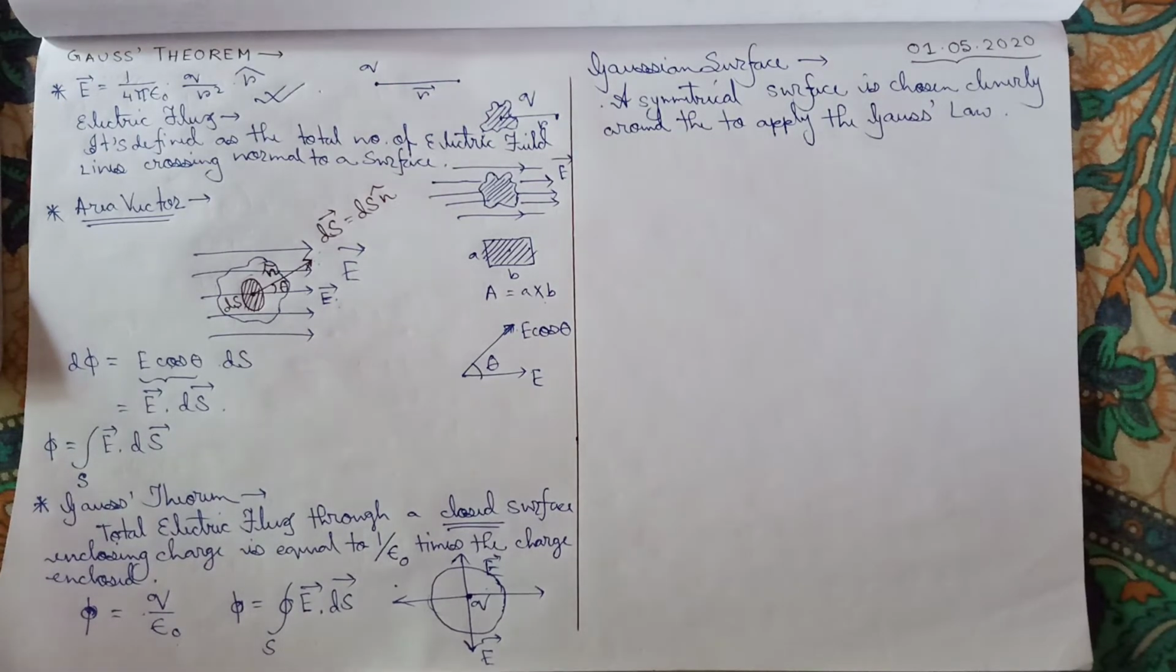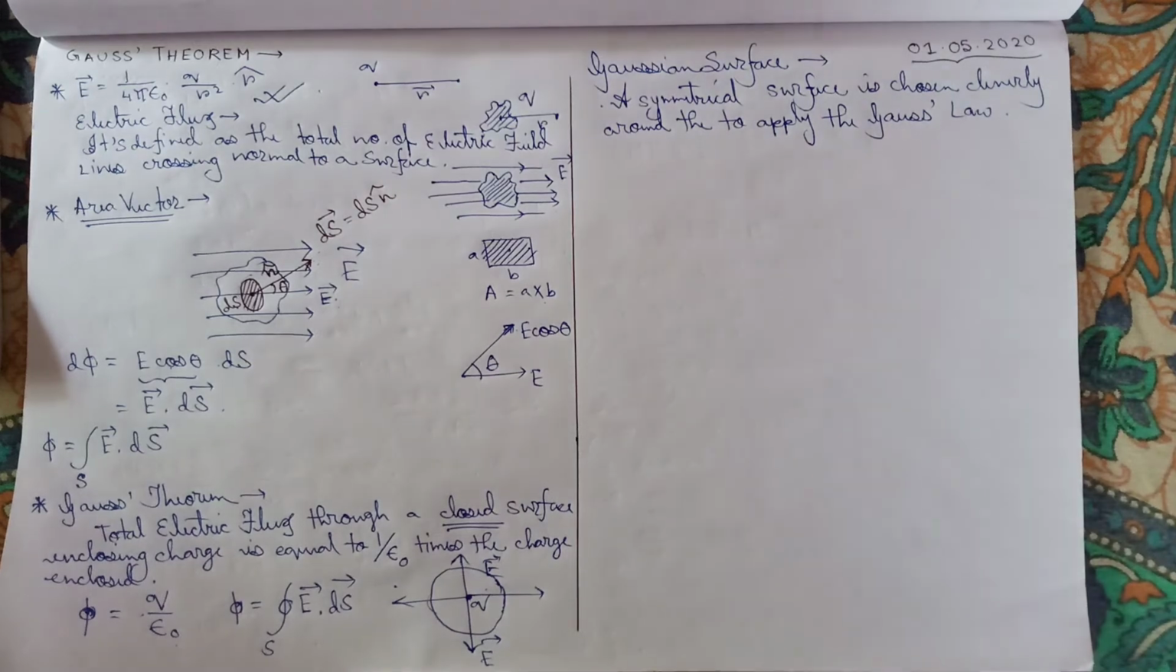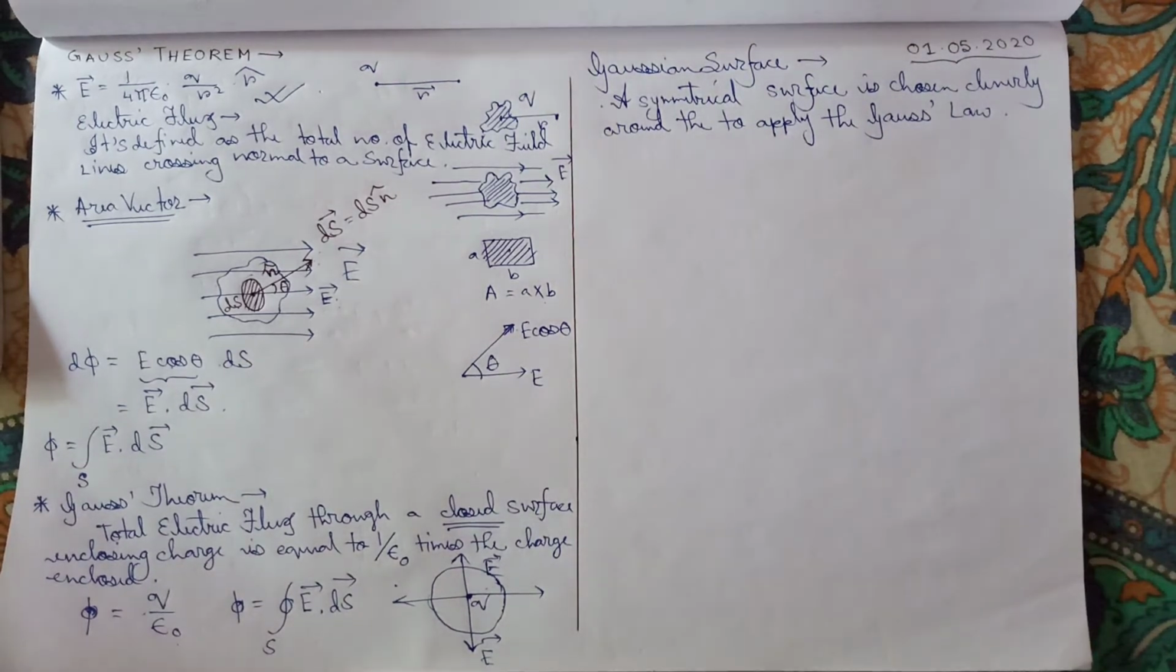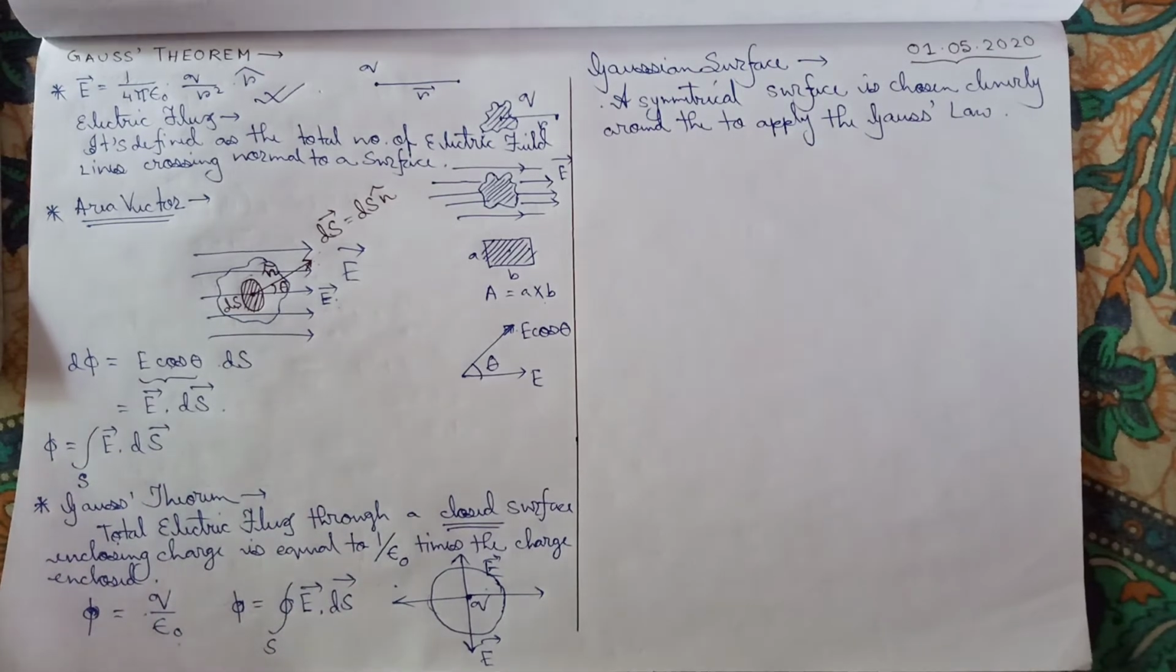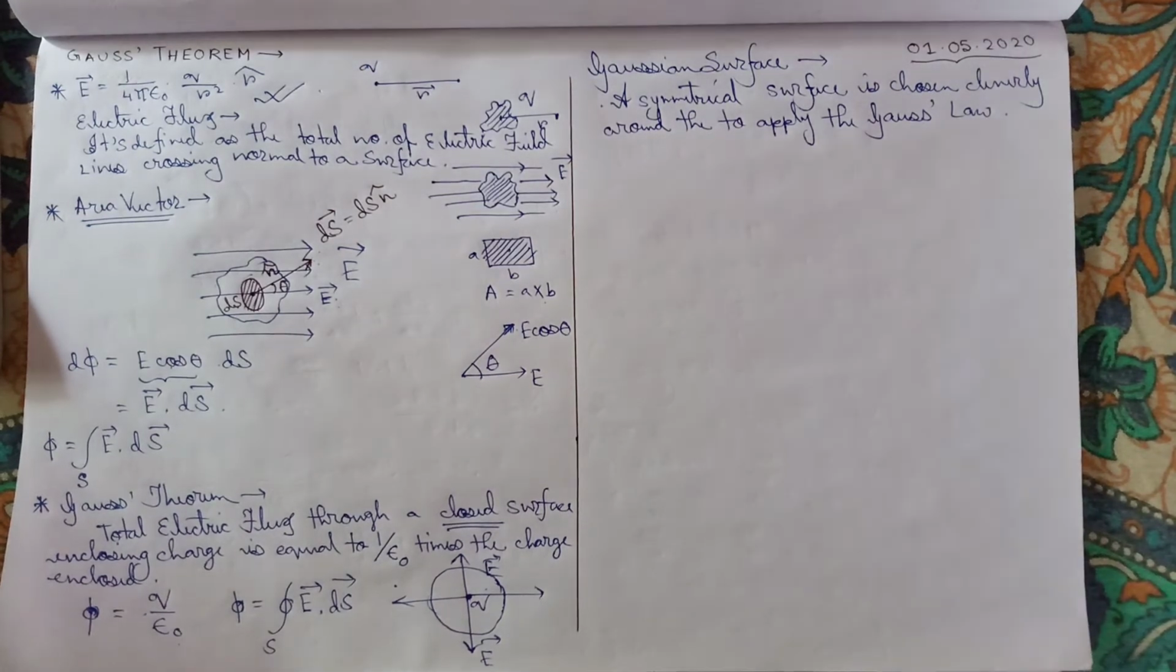We know the formula for the area of a rectangle, the area of a circle or sphere, and the area of a cylinder. But what if the shape is irregular, asymmetrical in nature? Then it will be very tough to find the area, so it will not be easy to find the electric field. That's why we choose the Gaussian surface very cleverly.